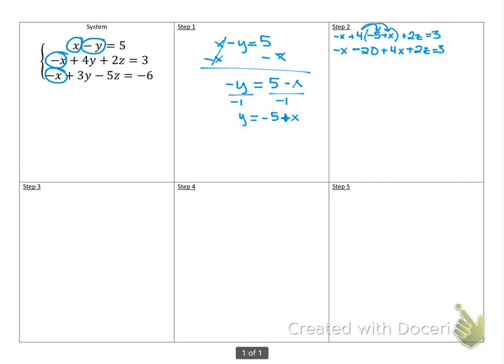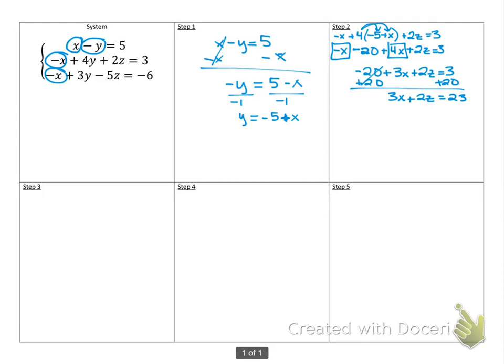Now remember, when it says to simplify, we actually want to make sure that we get all of our variables on one side and our numbers on the other. So we need to combine like terms and move the constants to the other side. So we have a negative x and a positive 4x. Well, I didn't touch the negative 20, so I'm going to write negative 20 again. 4 minus 1 is 3x, plus 2z equals 3. Now the last thing I need to do here is make sure that 20 is on the other side, so we're going to add 20. So 3x plus 2z equals 23.